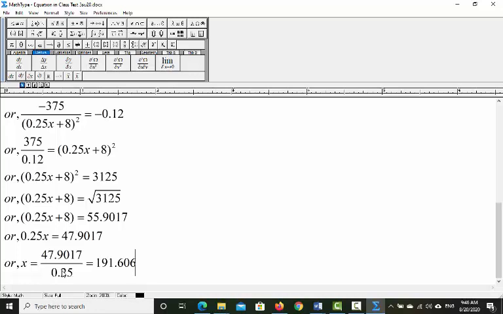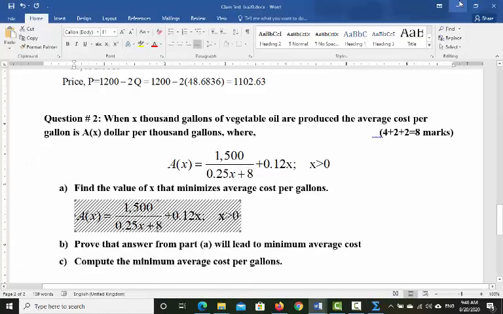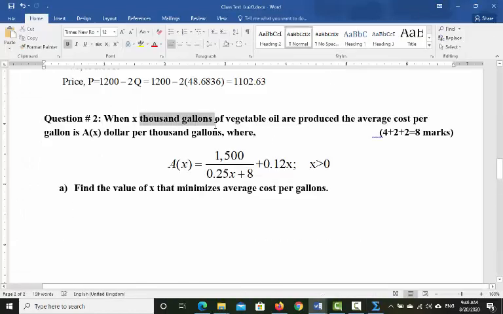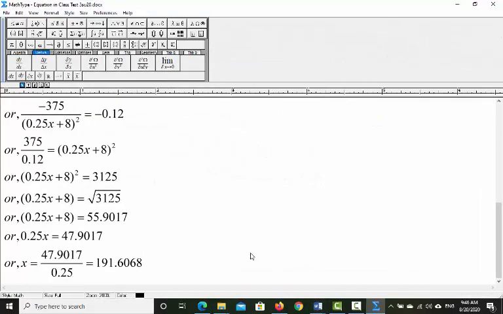191.6067 or 6068, anyway. So let us check the unit of x. So x is 1000 gallons. So you need to write the unit here, 1000 gallons, right? So x is 1000 gallons.